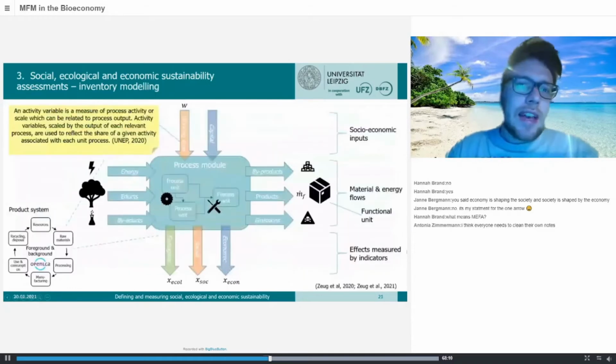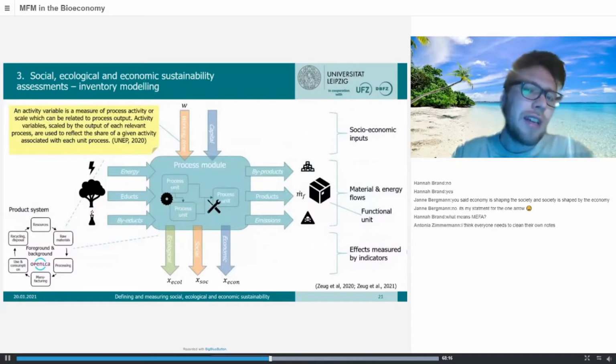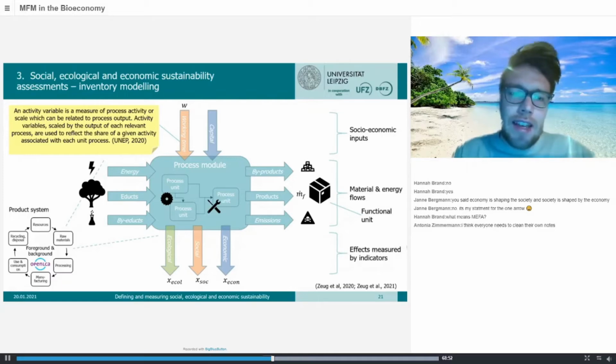So now let's have a look at how we are actually measuring and doing social, ecological, and economic sustainability assessments. What I show you here is the approach of an integrated LCSA. We are not doing three different methods, but thinking about how we can understand and measure ecological, economic, and social sustainability within one LCA method, within one concept. First, we have a look at the standard process module.